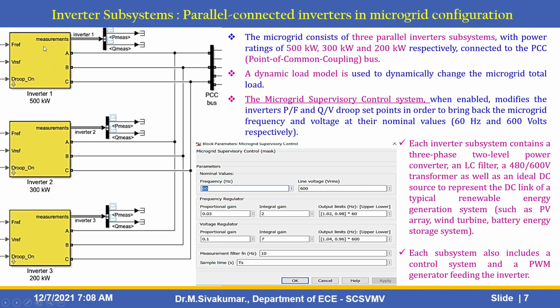Each inverter subsystem contains a 3-phase 2-level power converter, an LC filter, a 480 by 600 volt transformer, as well as an ideal DC source to represent the DC link of a typical renewable energy generation system such as a PV array, wind turbine and battery energy storage system. Each subsystem also includes a control system and a PWM generator feeding the inverter.